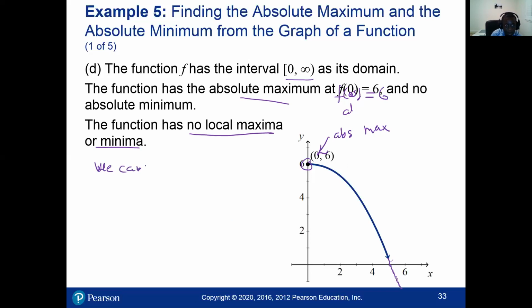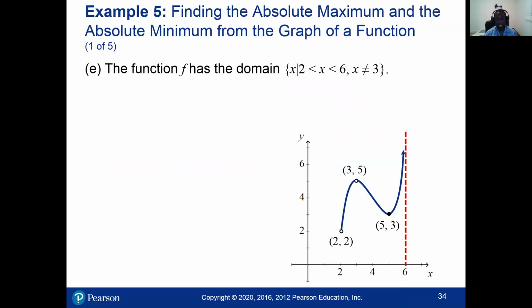Because again, note that we cannot have local maxima or minima at the endpoints. So take note of that, at the endpoints. Okay, so here's the final example.